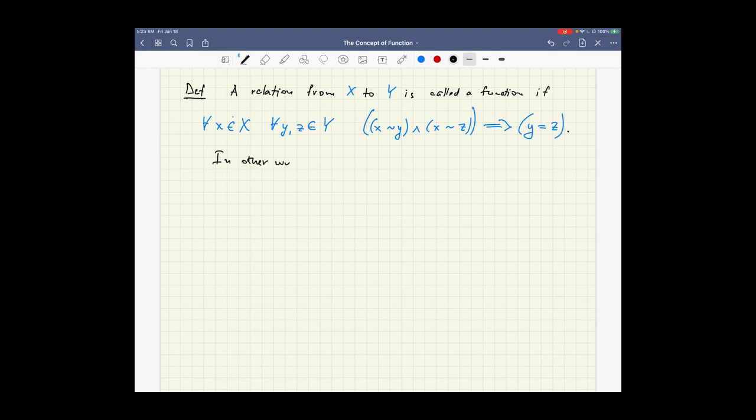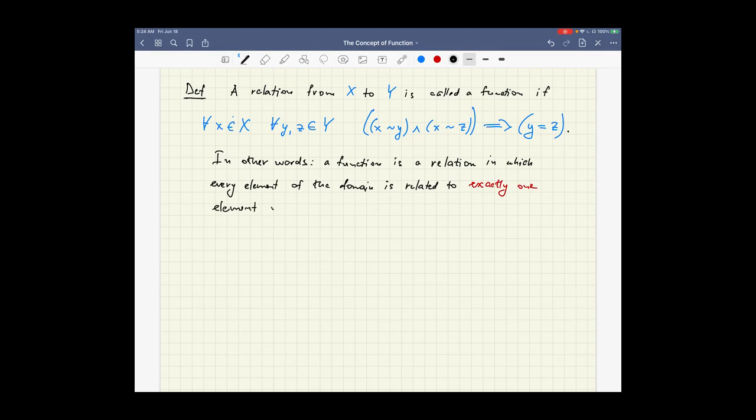In other words, a function is a relation in which every element of the domain is related to exactly one element of the codomain.